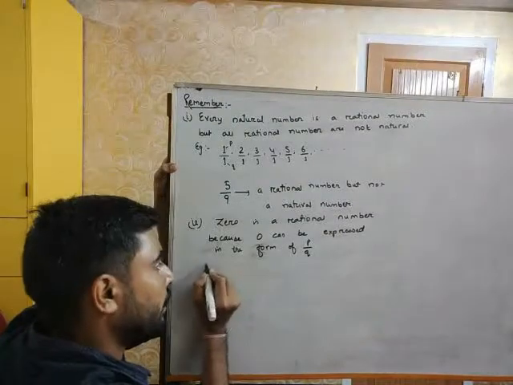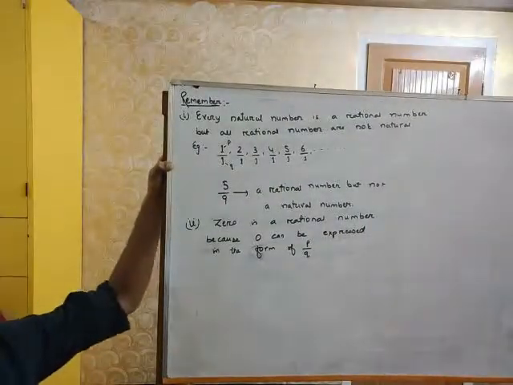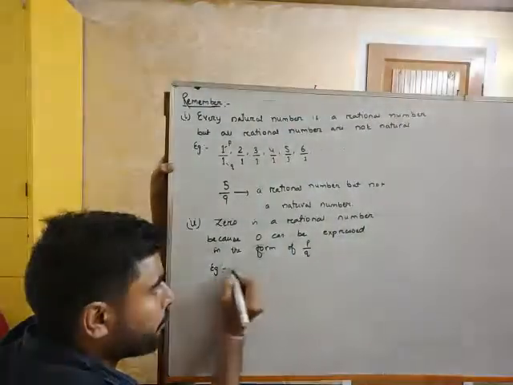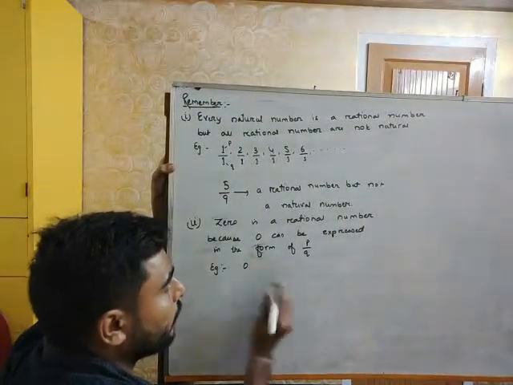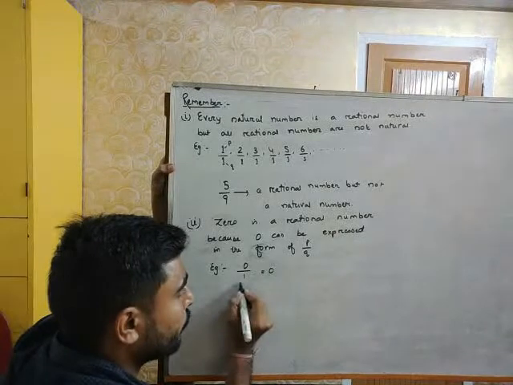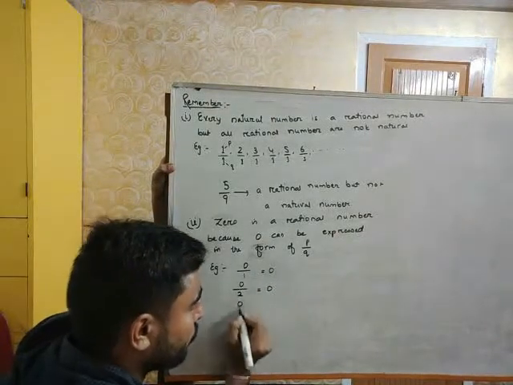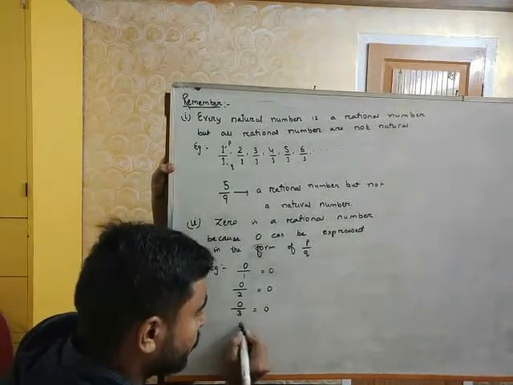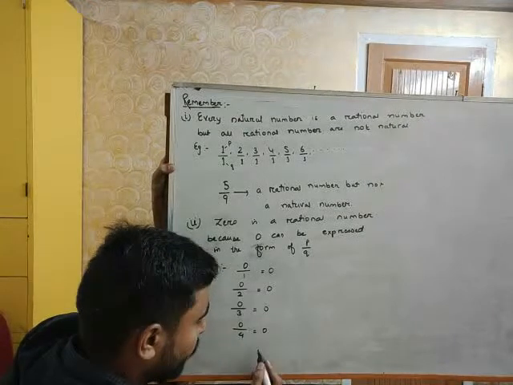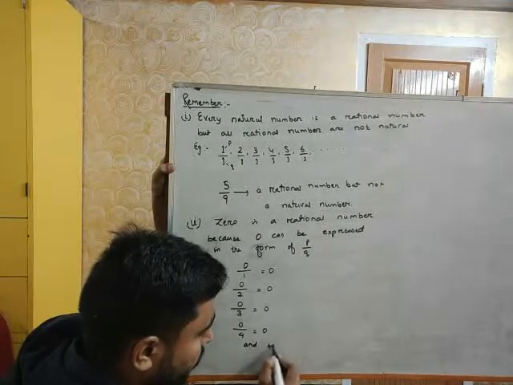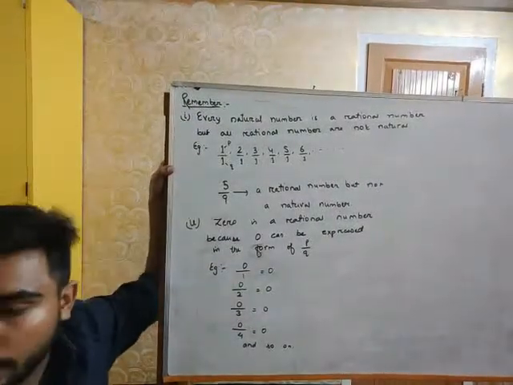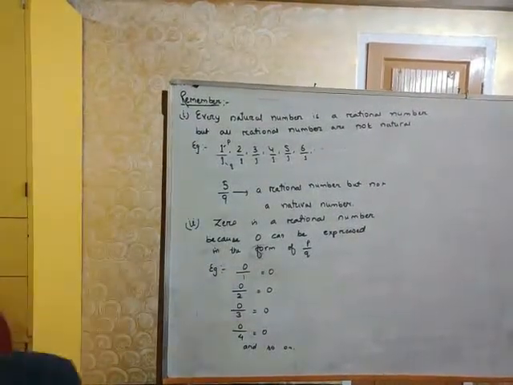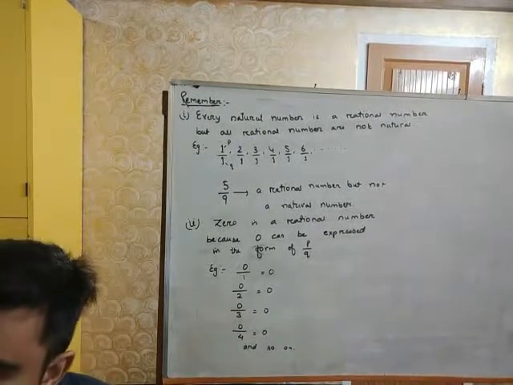How can I express it, there might be a question. Suppose we have the example 0, I can write it as 0 by 1. Okay, why? 0 by 1 is also equal to 0, 0 divided by 2 is also equal to 0, 0 divided by 3 is also equal to 0, 0 divided by 4 is also equal to 0, and so on. That's the reason 0 is a rational number. Any doubt, explanation needed again?